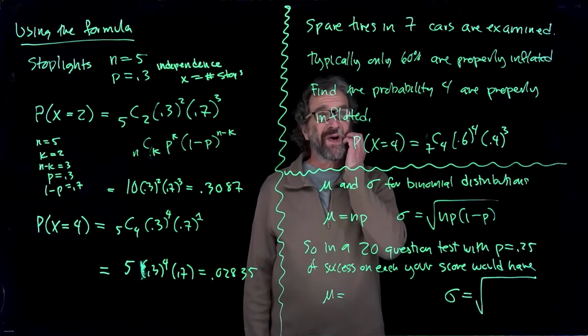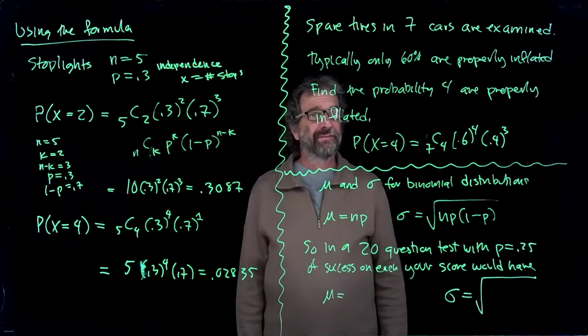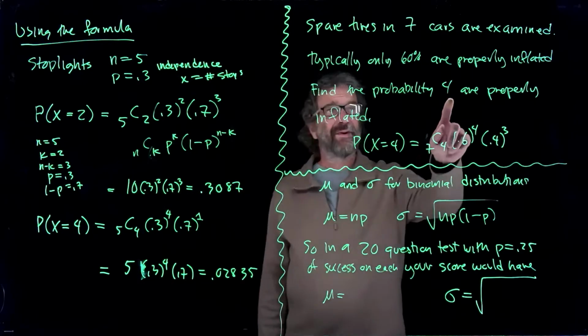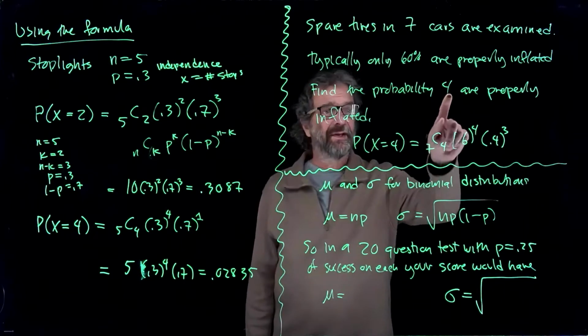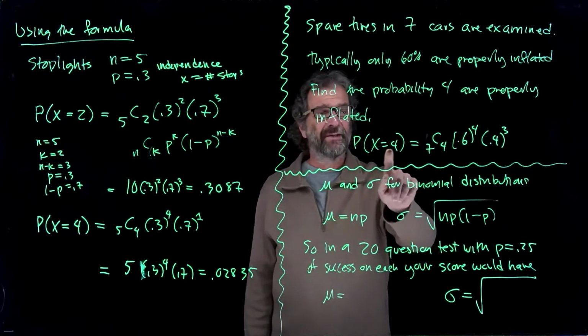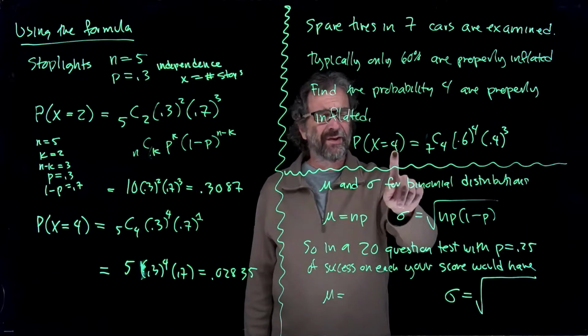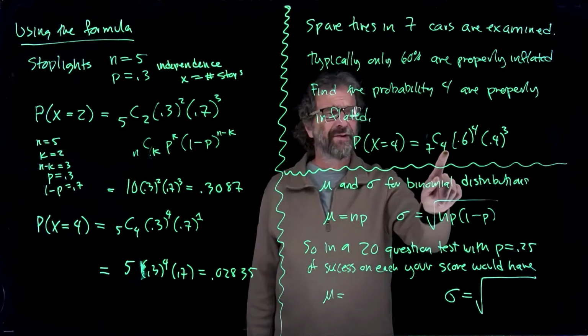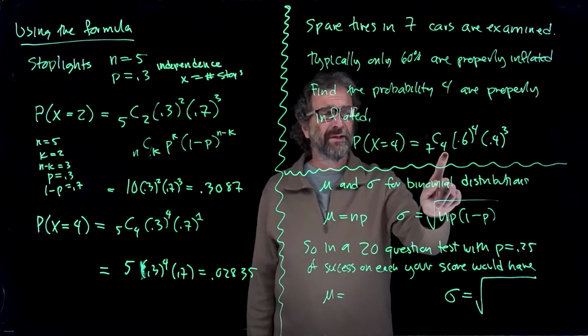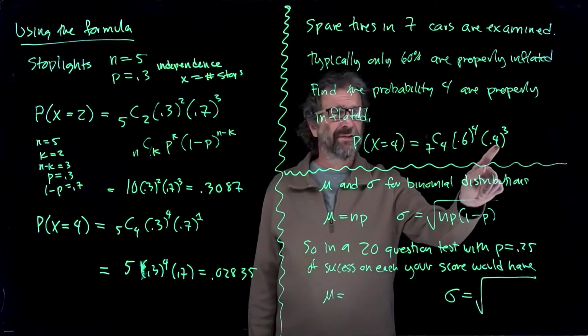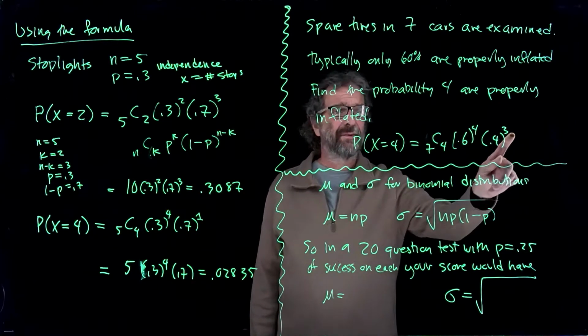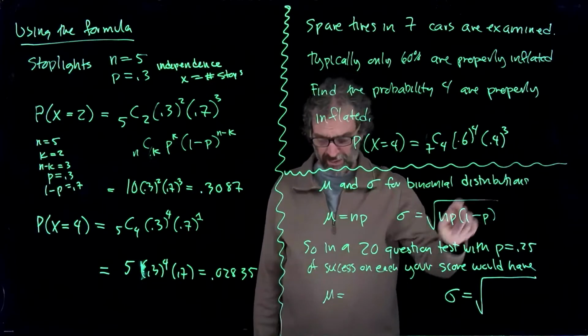So 7 random cars, 60% chance of being inflated. Find the probability 4 of the 7 are inflated. So the probability the number inflated is 4. We're going to count inflated tires in cars. There's 7 cars. We want 4 to be inflated. These are the number of patterns of which cars had the inflated tires. The rest of them had non-inflated tires. Chance of inflation, number of inflations, chance of not being inflated, number of non-inflateds. 7 cars altogether. We want 4 of them inflated, 3 of them not.